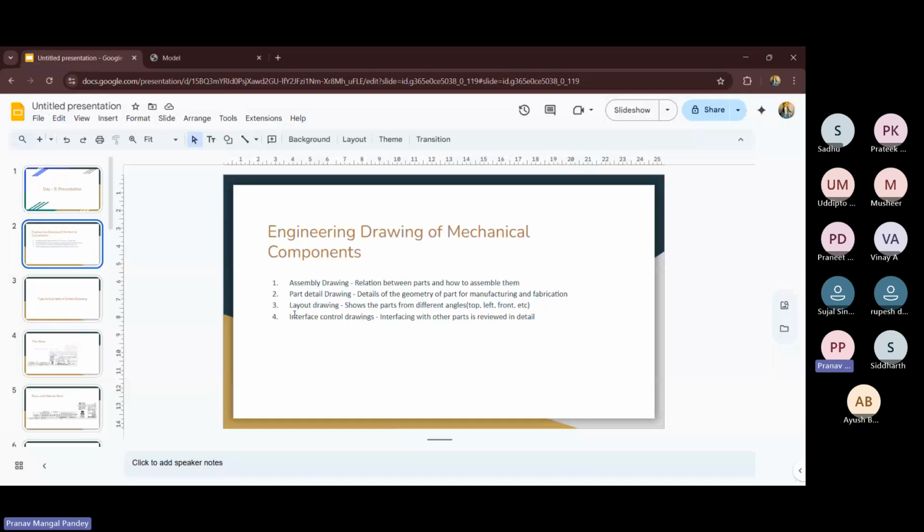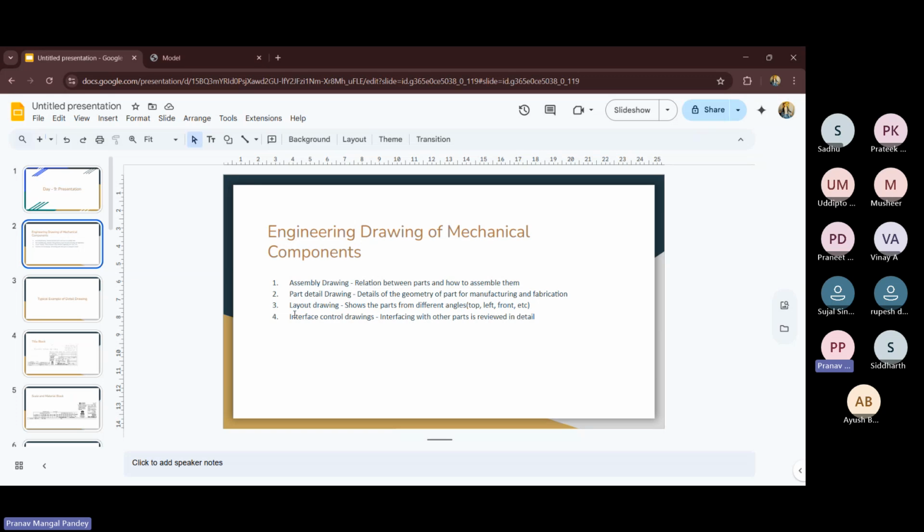Third is the layout drawing. Layout drawing is what you usually use to make in your engineering drawing classes. What is this? The top, left, and front view, the isometric view, and in case of any detail design, you also scale up some part and show that in the drawing itself. So this is what you usually saw throughout your engineering drawing session, layout drawing.